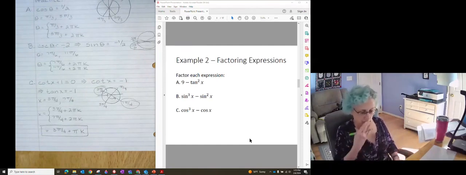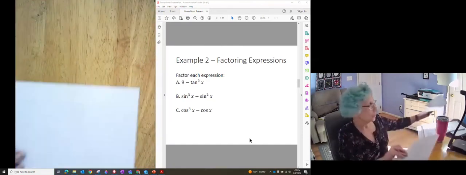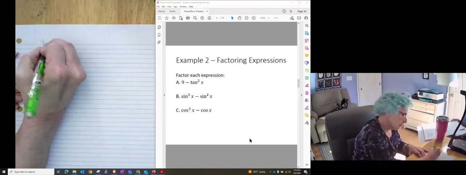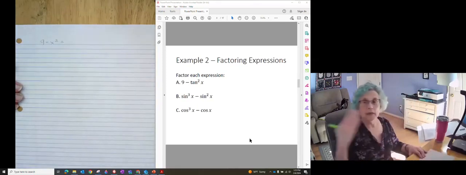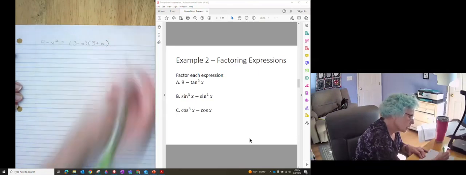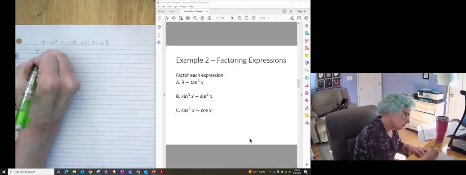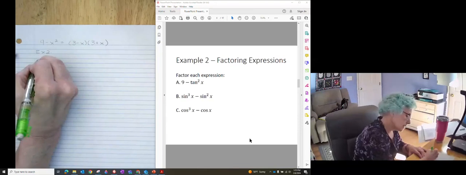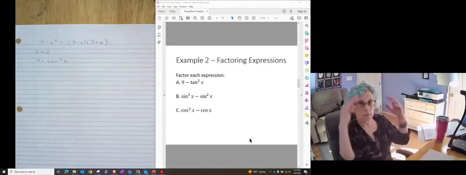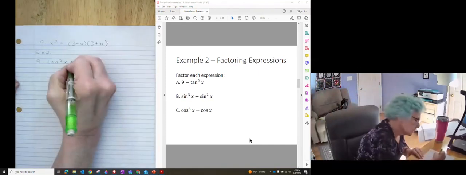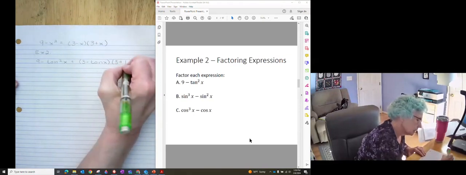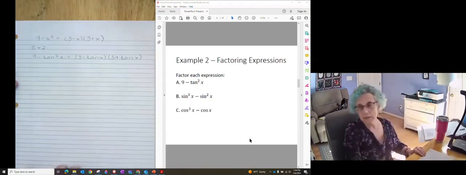Okay, let's practice factoring. Factoring works just the same with trig functions as it does with variables. So if we had 9 minus x squared, that's the difference of two squares. So we would write 3 minus x times 3 plus x. So if we have 9 minus tangent squared, and remember that the 2 right there is the same thing as a big set of parentheses squared, this is the same as 3 minus the tangent of x times 3 plus the tangent of x.